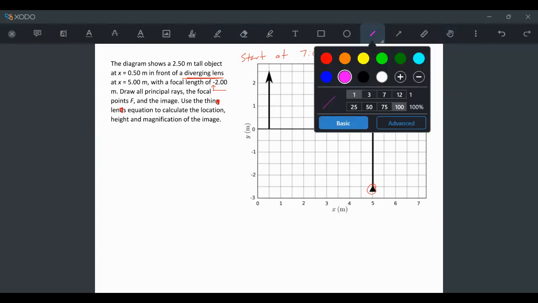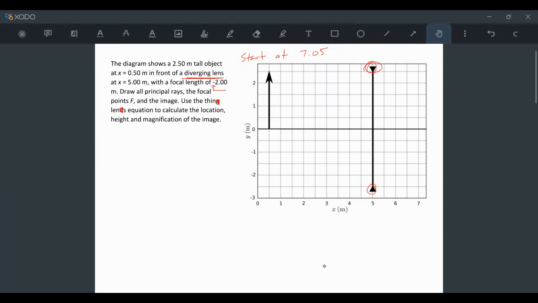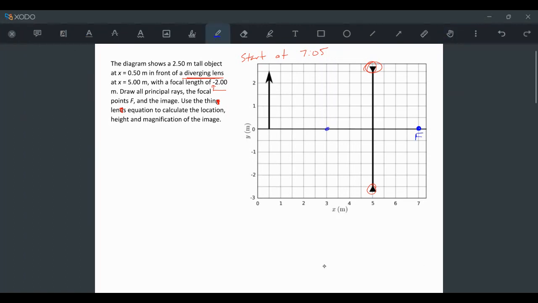So let's start with drawing our focal points. They're 2 meters. With lenses, you can draw one on either side. The primary one that we're going to be using is on the right side, but there's an identical one on the other side. We get one on either side because, of course, the lens is transparent. With a mirror, we only draw one because it's not transparent. Anyway, moving on to the principal rays.